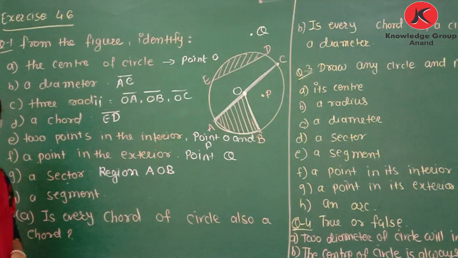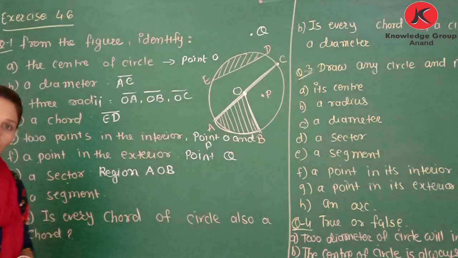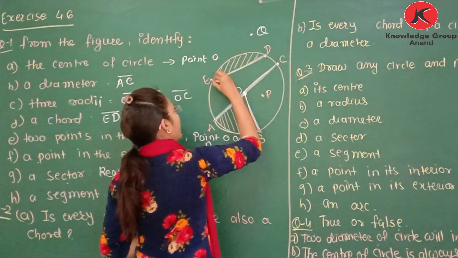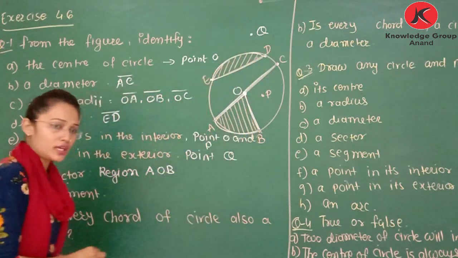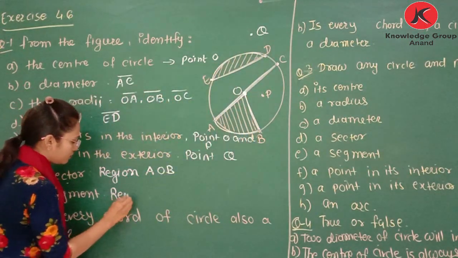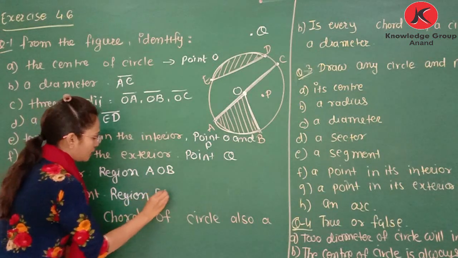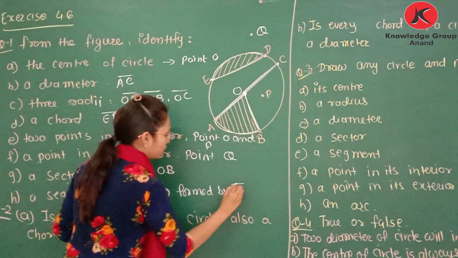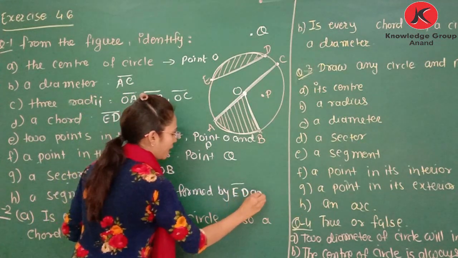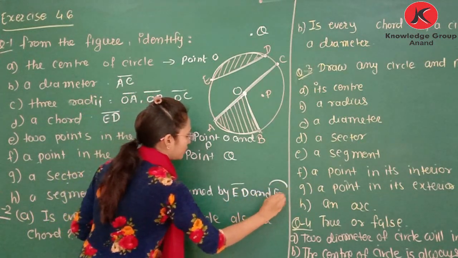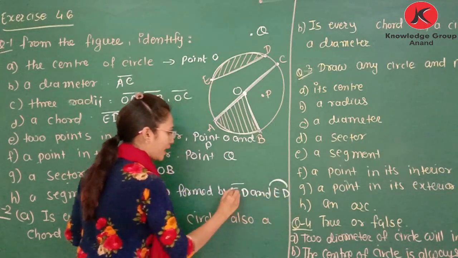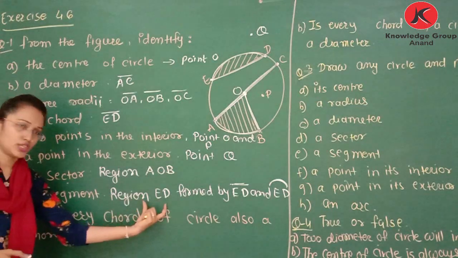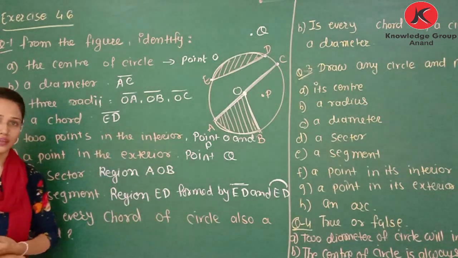Segment. What is a segment? It is the area enclosed by a chord and an arc. So here the chord is ED and the arc is also ED. So we can write region ED formed by ED and arc ED. This is the symbol for arc and this is the line segment ED.